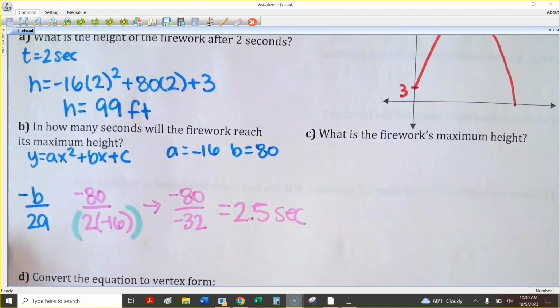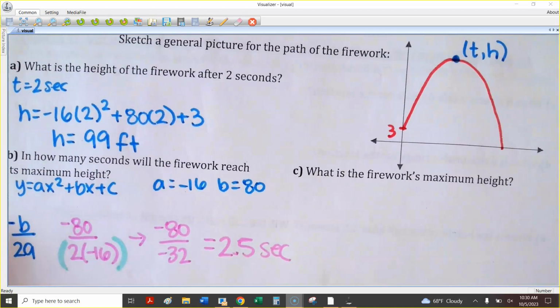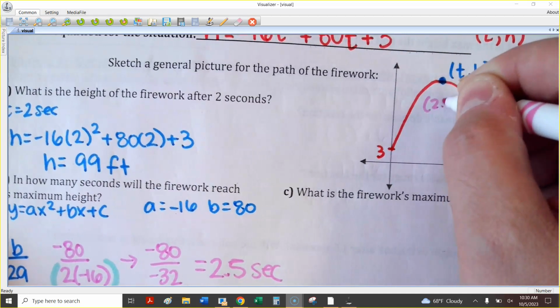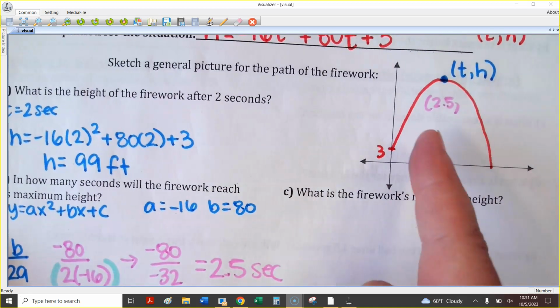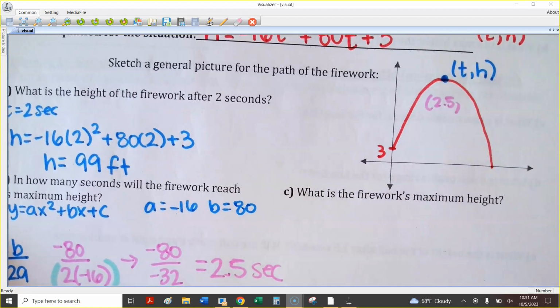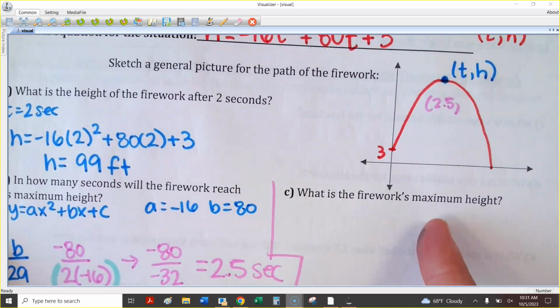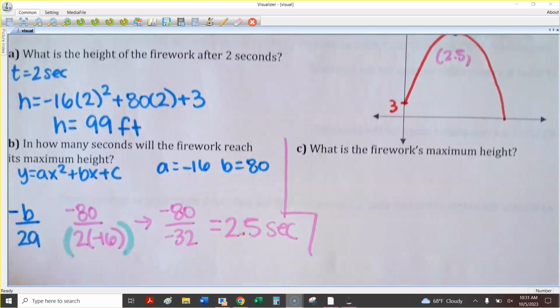So basically, let me slide this down here really quickly. On my graph here, the x-coordinate would be, this is not to scale at all, over 2.5. Now, what is the firework's maximum height? How would I figure that out?